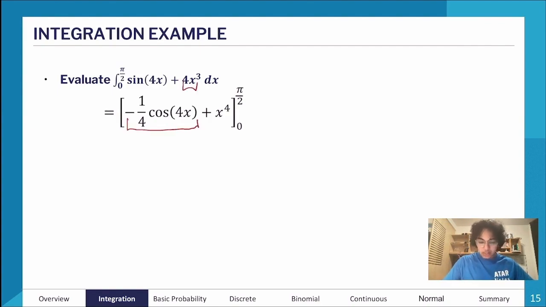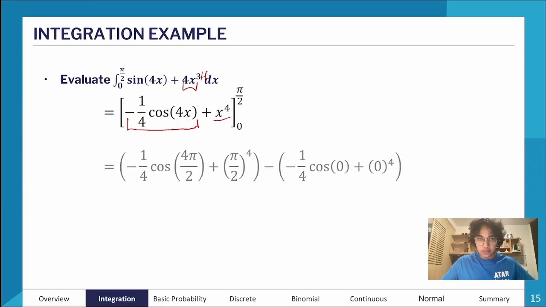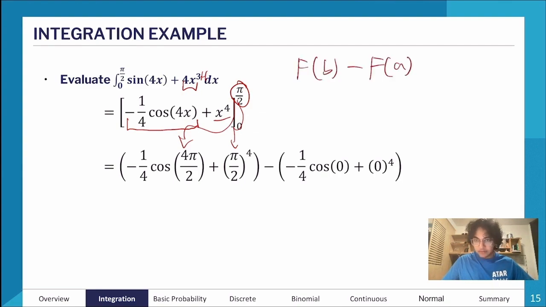And if we integrate this, we just follow the integrating a polynomial rule. So we add 1 to the power, so 3 plus 1 is 4, and divide by 4, and we get this, right? Relatively simple, hopefully. And then after this, we apply the fundamental theorem of calculus, right? So what I've done here is I've subbed in pi on 2 into the calculated expression from earlier. Then I've subtracted that from subbing in 0. So really all I've done is f of b minus f of a, just following the fundamental theorem of calculus. And then from there, it's a matter of evaluating it.